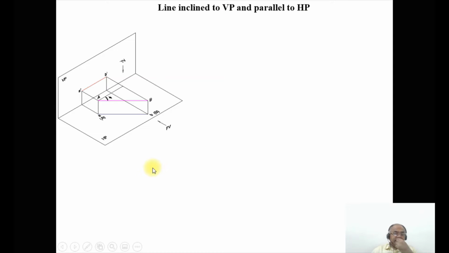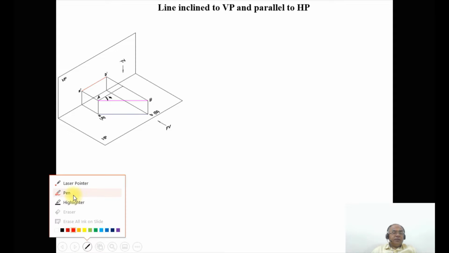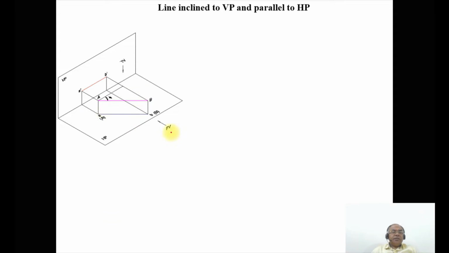Now, in this video, we will take up one more case, which is case number 4: the line which is inclined to VP and parallel to HP. When you look from the front view, the two endpoints of the line, that is capital A and capital B, are above HP by equal distance.